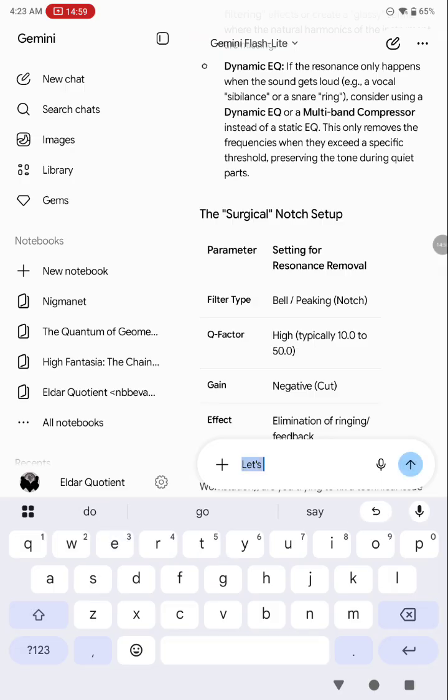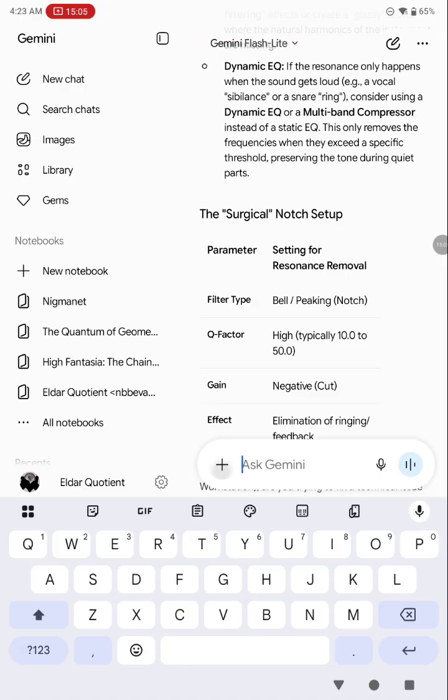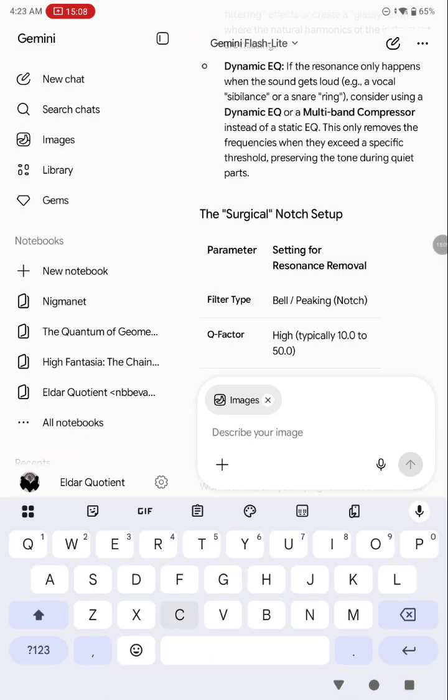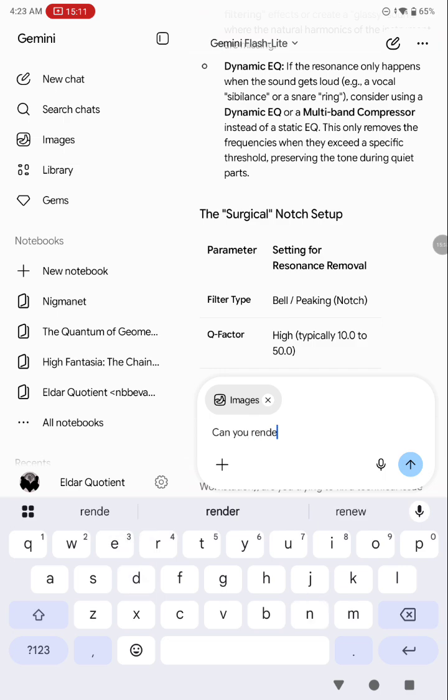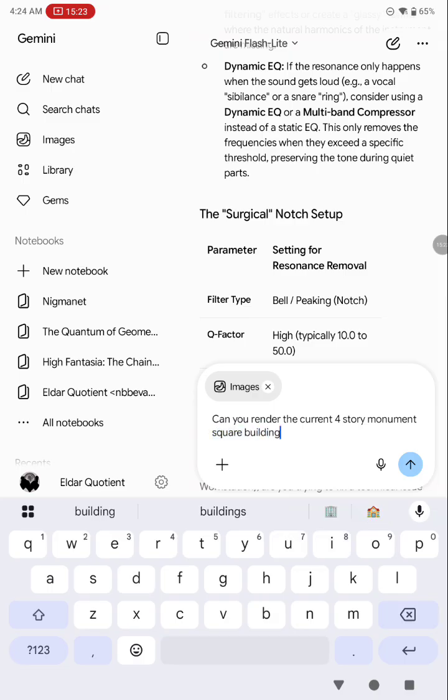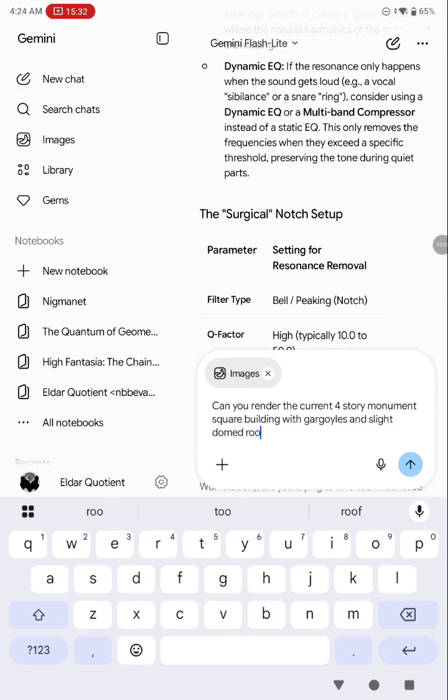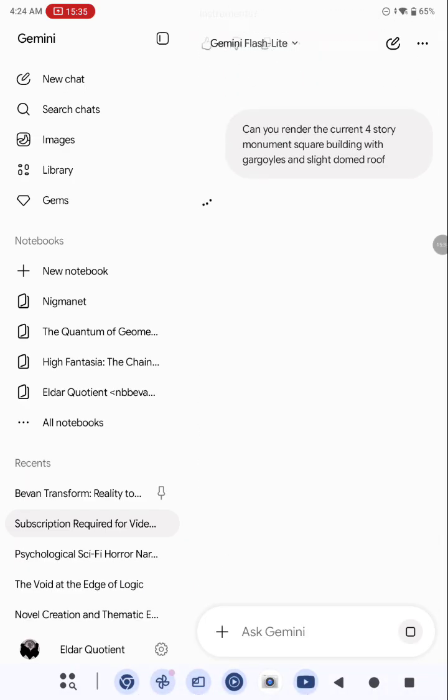Let's see if we can get this building. Can you render the current 4-story monument square building with gargoyles and a slight domed roof? What would a domed roof look like on a big square building? Slight domed roof.